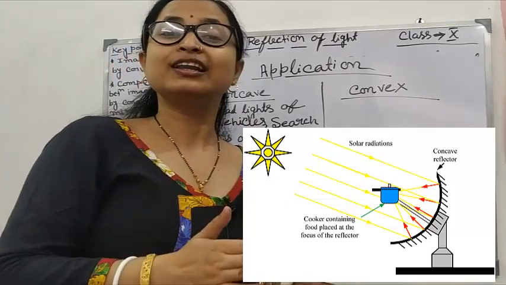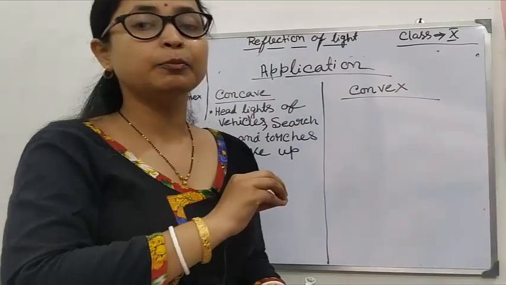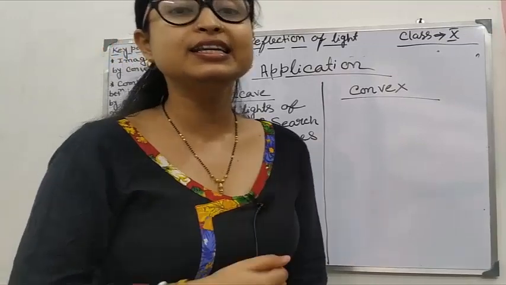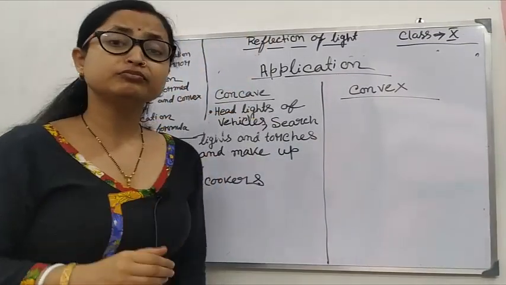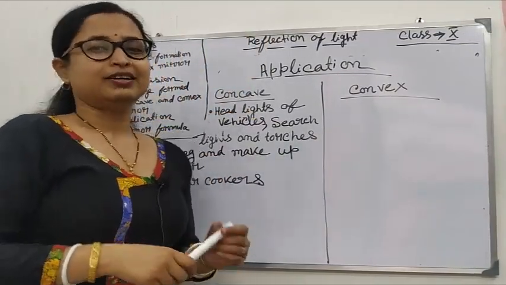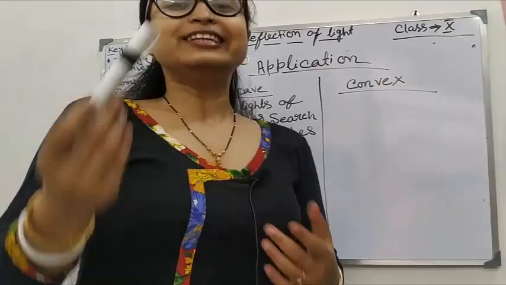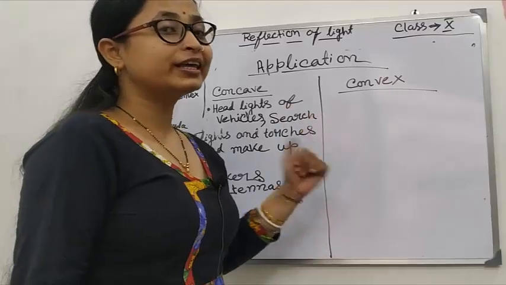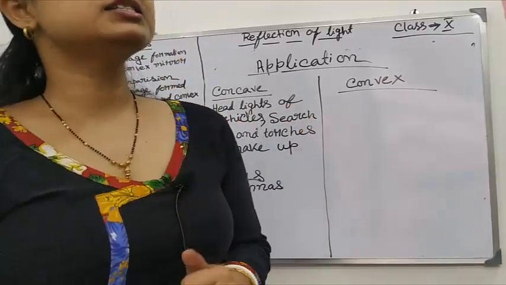Whenever all the parallel beams of sun rays meet at a single point, then what happens? The temperature of this point increases, which helps us to cook the food. Clear? Your TV dishes, just like Tata Sky and others, are also made as concave mirrors. Why do you think it is made like this?